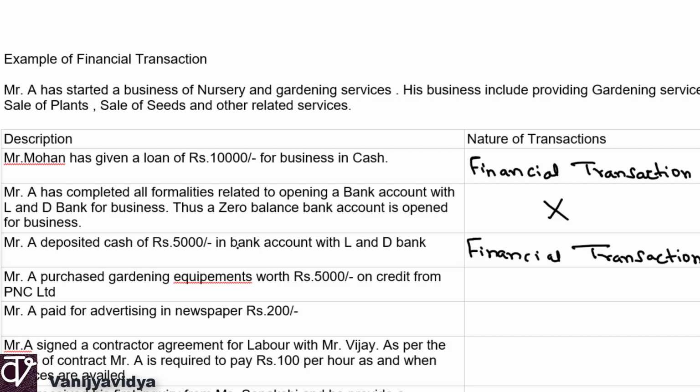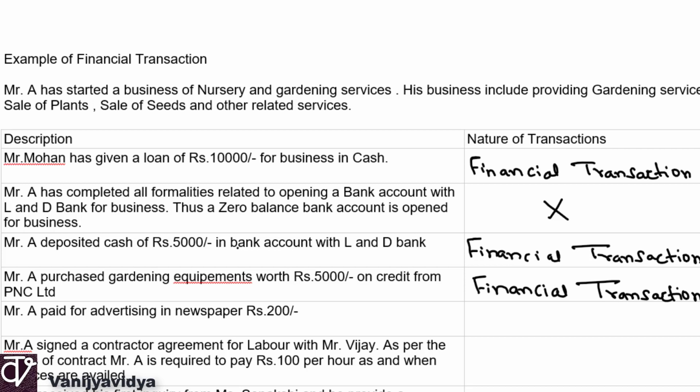Okay, so for the purpose of business, he has purchased some gardening equipments worth rupees 5,000 on credit. On credit means he has obtained the asset but he'll pay it later. So if you see, there is a financial obligation. Okay, what is the obligation? He has received the asset. What is the asset here? Gardening equipments. And there is an obligation to pay to Mr. PNC later. So this is also a financial transaction.